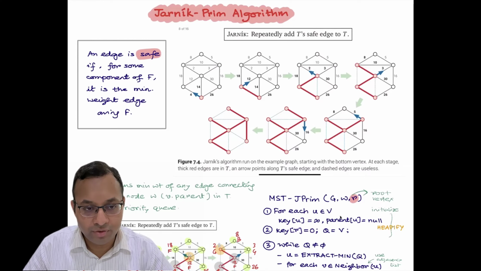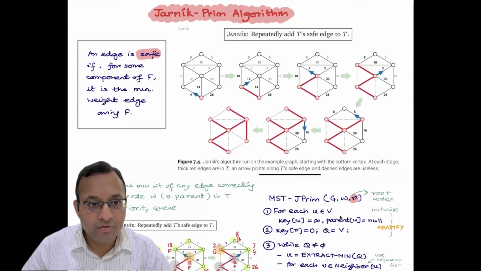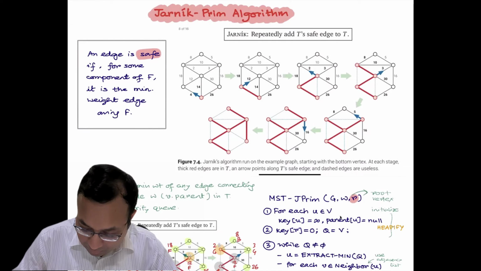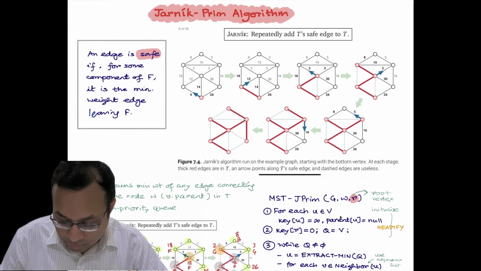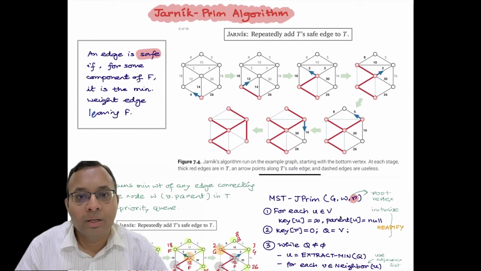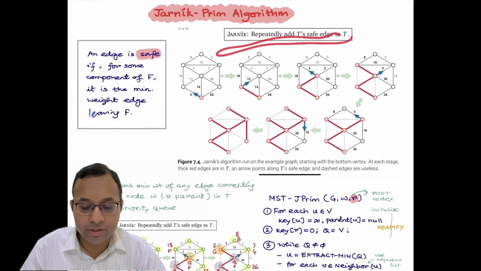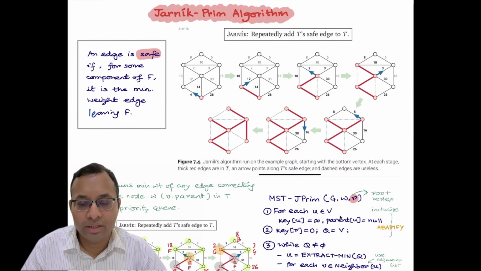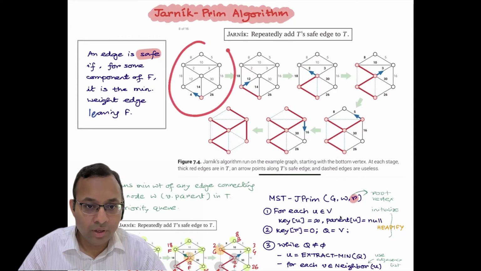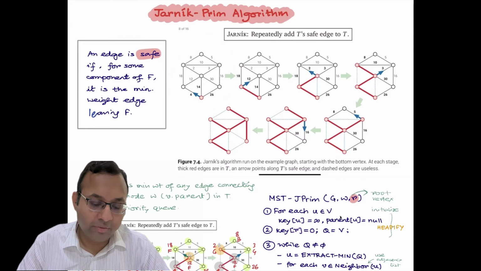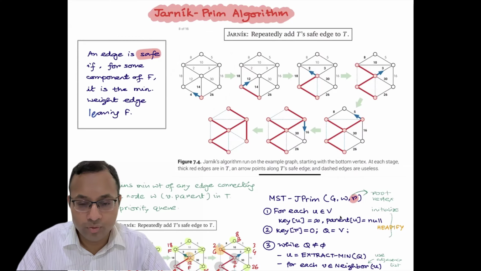So remember, the definition of safe edge is again here. An edge is safe if, for some component of F, it is the minimum weight edge leaving F. Now, if we look at Jarnik's algorithm, the one-line algorithm is: we repeatedly add T's safe edge to T. We start with one vertex and we repeatedly add the safe edges. Think of the algorithm quickly. Given this graph, we start with a root vertex. In this case, we can take any root vertex. Finally, the output will be the same, but for now, I assume we have taken this as the root vertex.